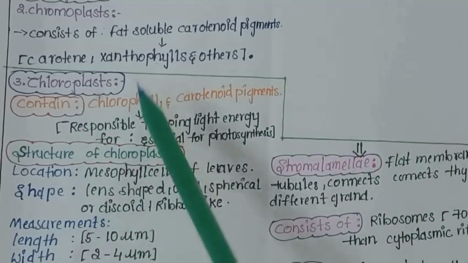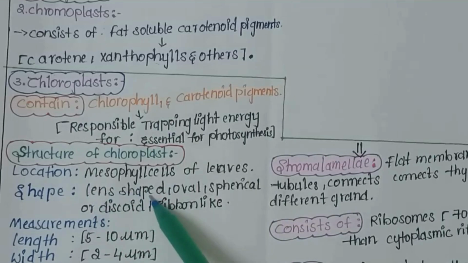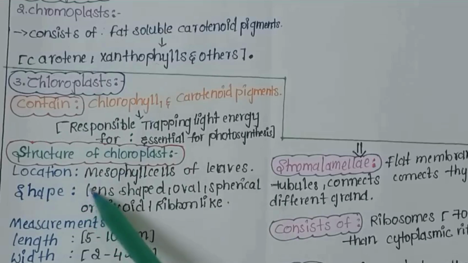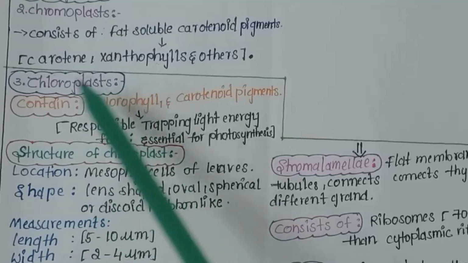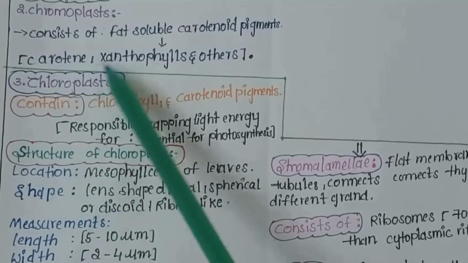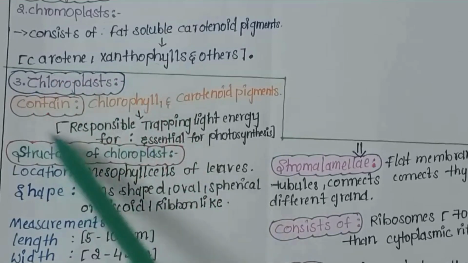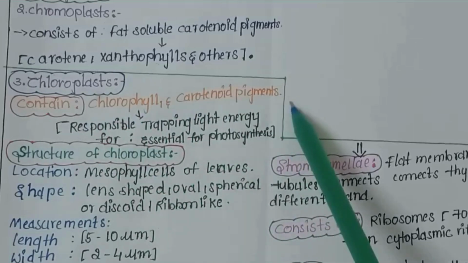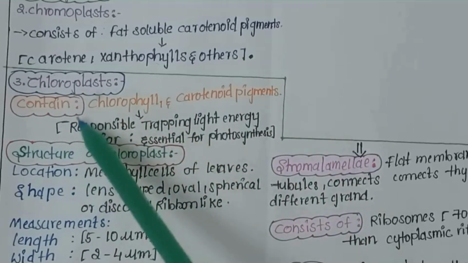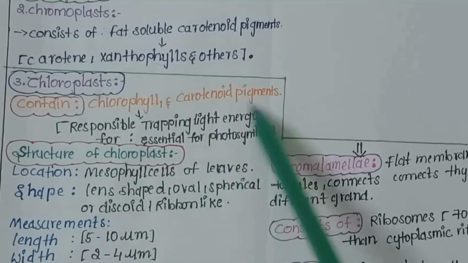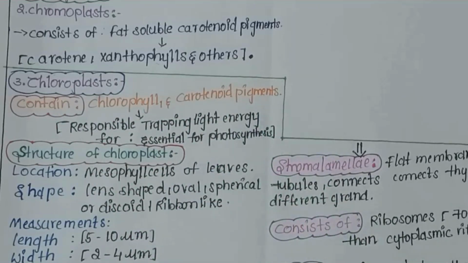Coming to the chloroplast, these are lens-shaped, oval, spherical or ribbon-like structures which are present in the mesophyll cells of the leaves. These are greenish plastids which are present in green cells of the leaves. These contain chlorophyll and carotenoid pigments which are responsible for trapping light energy, which is essential for performing photosynthesis. These are about 5 to 10 micrometer in length and 2 to 4 micrometer in width.